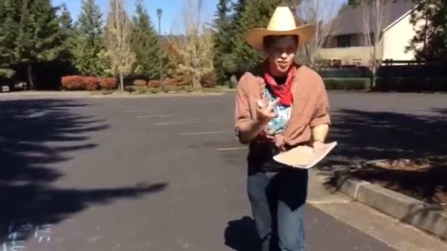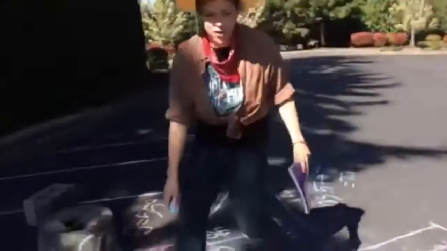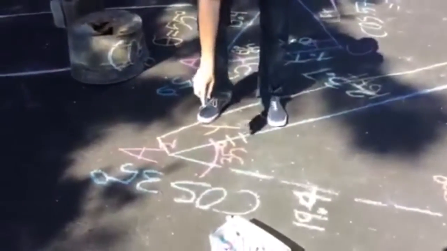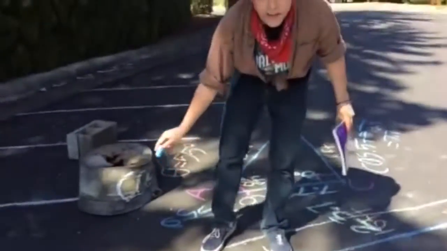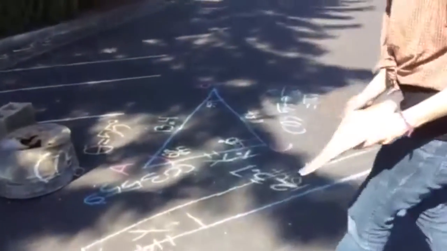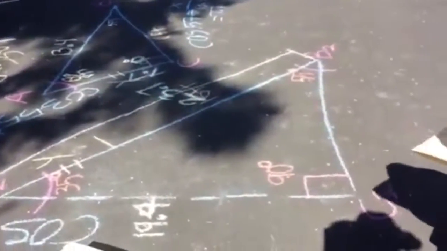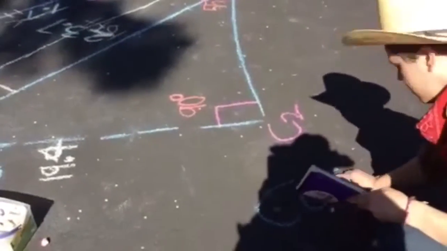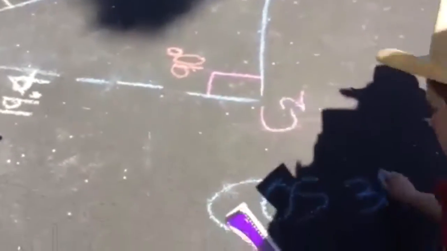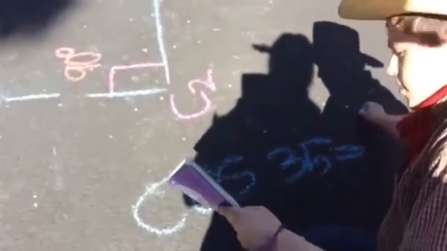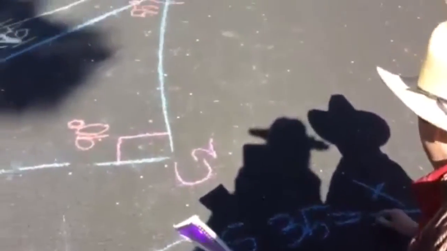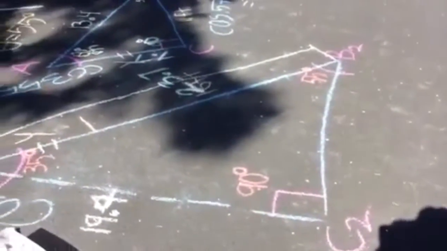Let's double check our second triangle. We're going to go ahead and take the cosine of 35 instead of using sine as we did the first time. And we're going to take the cosine of 35 equals x over 23.7.